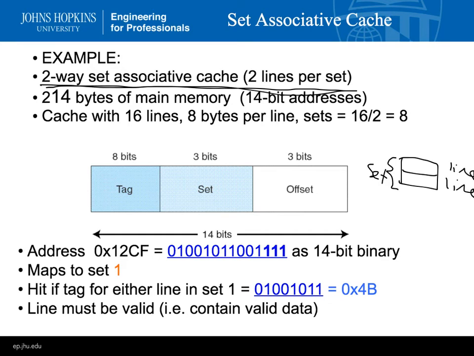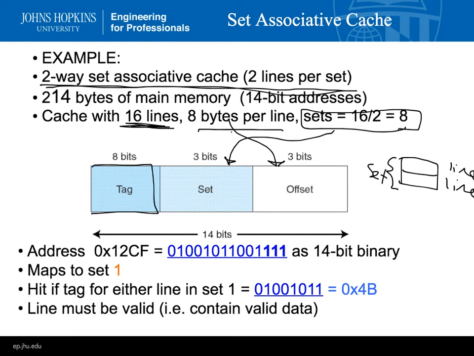So if we have 14-bit addresses and a cache with 16 lines, 8 bytes per line, so a line has 8 bytes, that tells us how big the offset is. So log 2 of 8 is 3. And then if we have 16 lines and 2 lines per set, that means we have 8 sets. So the set number is also 3 bits, because log 2 of 8 is 3. And the rest is the tag. So again, there are 3 fields.